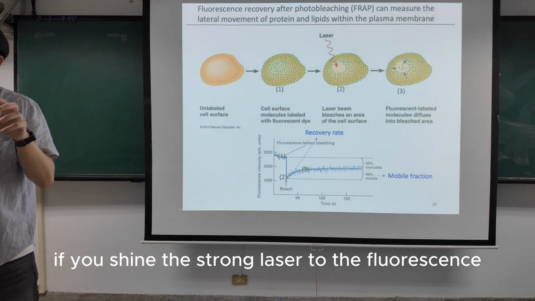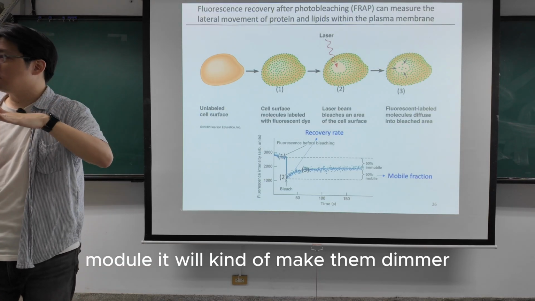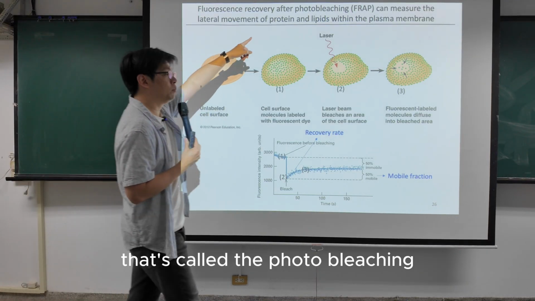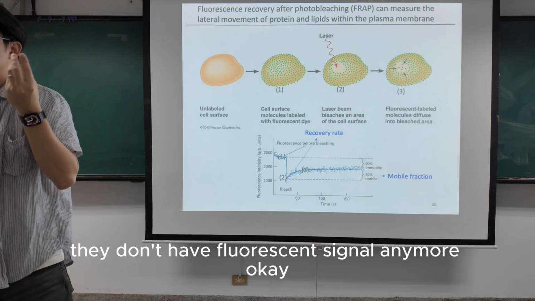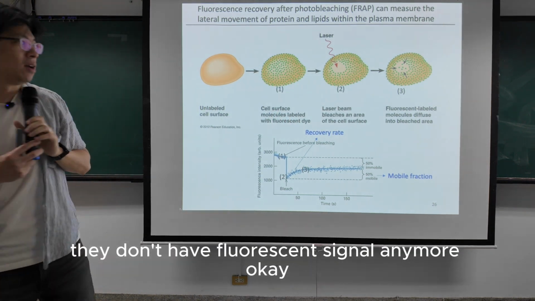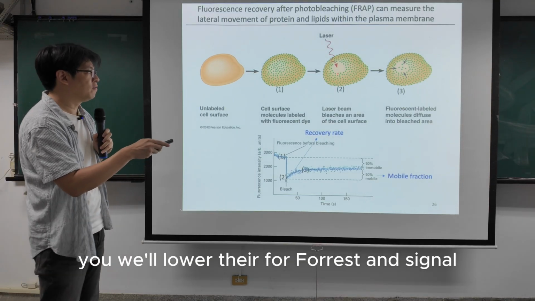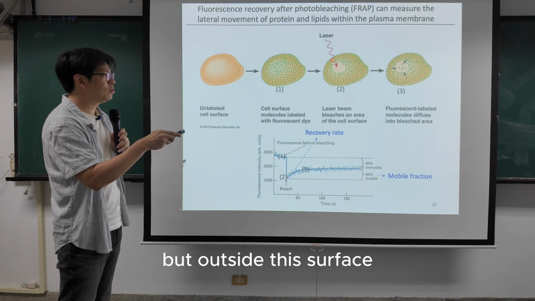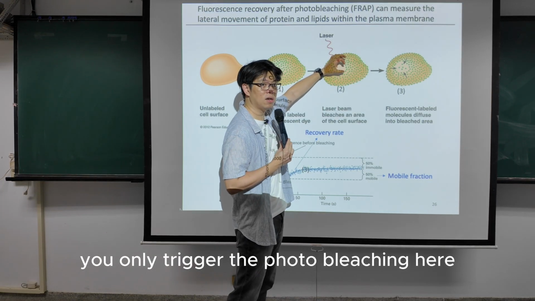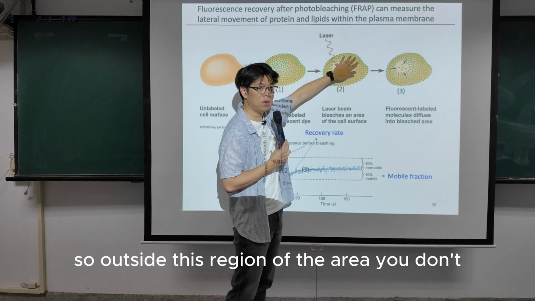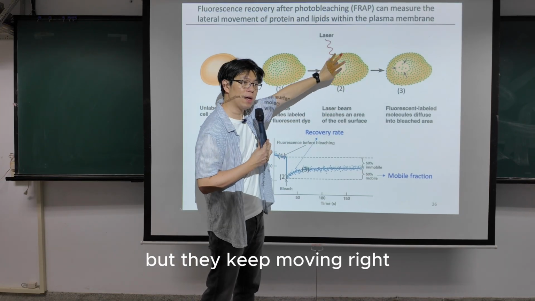There's a mechanism. If you shine a strong laser on the fluorescent molecules, you will make them dimmer. That's called photobleaching. But the molecules are still there. They just become invisible. They don't have a fluorescence signal anymore. So this part will have a lowered fluorescence signal, but outside this region, because the laser is only shone here, you only trigger the photobleaching here. So outside this region, they still have a fluorescence signal, but they keep moving, right?